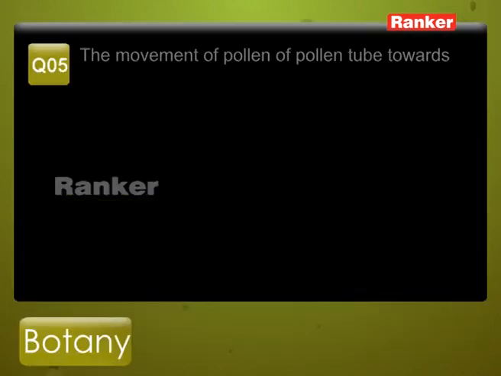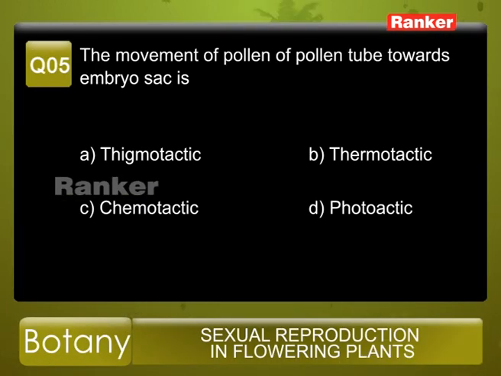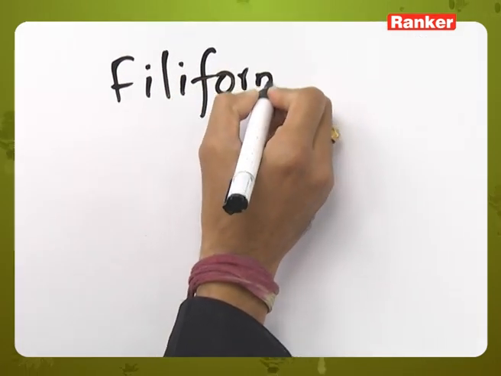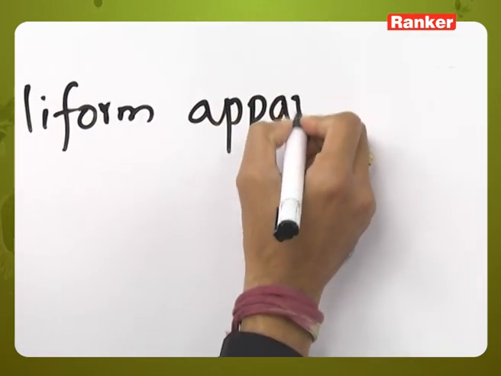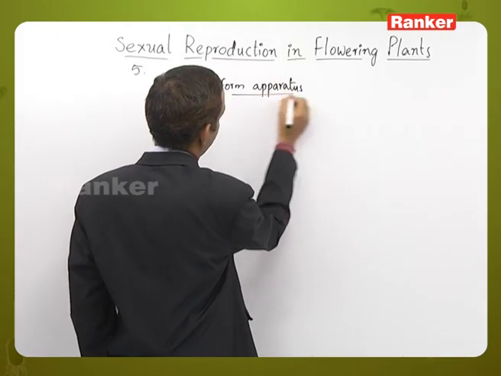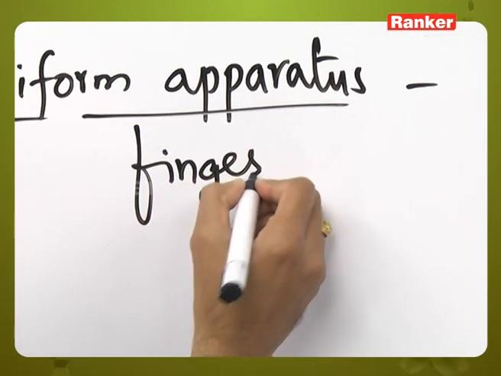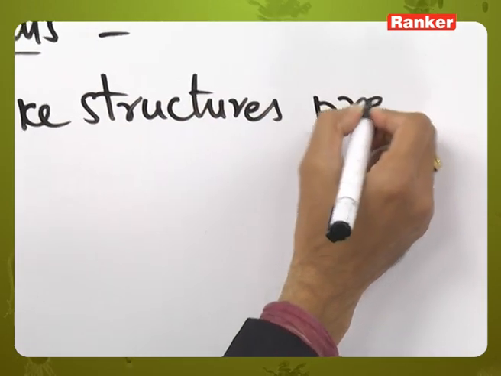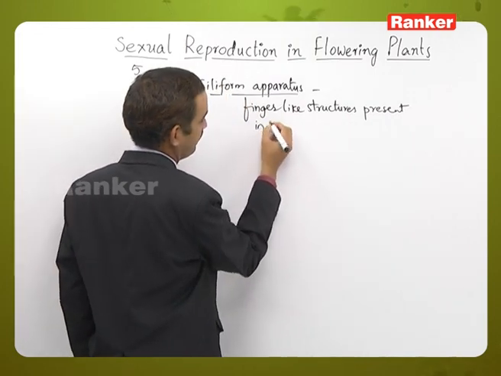Question number 5. The movement of the pollen tube towards the embryo sac is: A, thigmotactic; B, thermotactic; C, chemotactic; and D, phototactic. So here, for this process there is a structure called the filiform apparatus. These are finger-like structures present in the synergids.